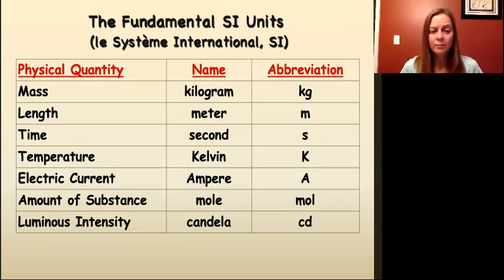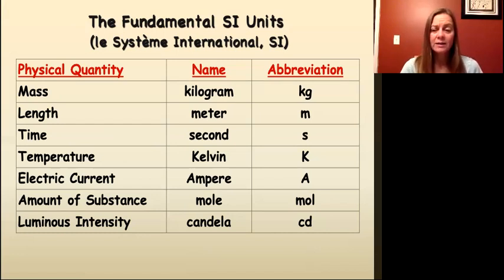Electric current is an ampere. The amount of substance, which we will use a lot in chemistry, is the mole. And then luminous intensity, a way of measuring light, is called a candela, and it really does come from candle. So those are our Système International fundamental units.